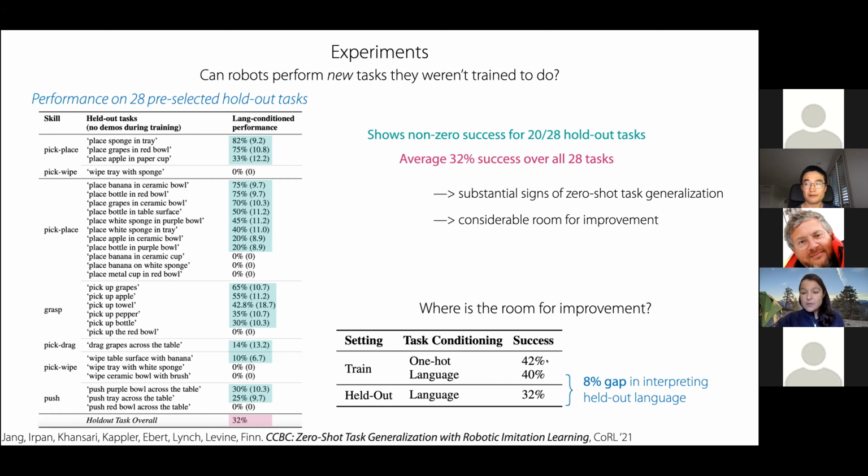And then we see a pretty large gap in terms of how well the robot is able to do multitask control from one-hot vectors. So this indicates that the biggest challenge, or the biggest room for improvement here, is ultimately just performing multitask visuomotor control.